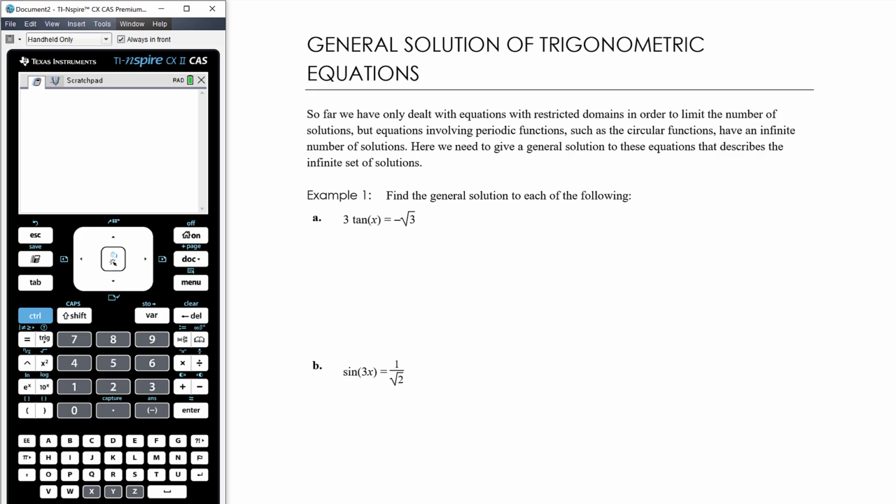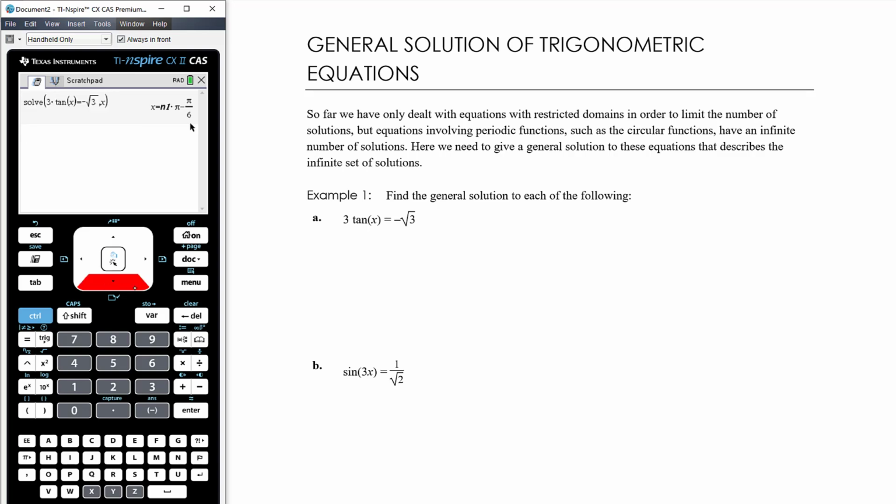So let's just have a look at what happens when we solve this equation. So 3 times tan of x is equal to negative square root of 3. Okay, so, oh, sorry, solve that. Solve that for x. Alright, so my CAS gives me this. And it's not broken in any way.